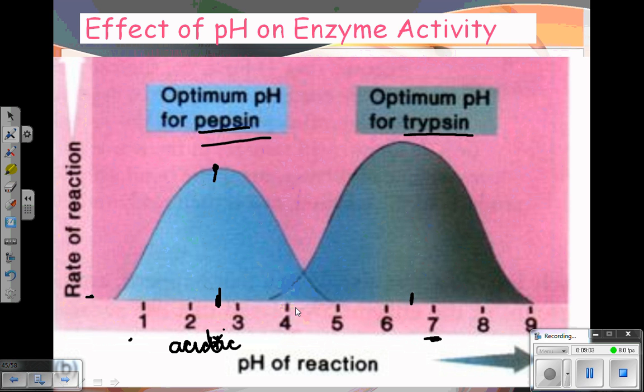There's just a little bit of overlap here, but the optimal pH for trypsin is close to neutral, 6 point something, and the optimum pH for pepsin is very, very acidic, 2 point something.